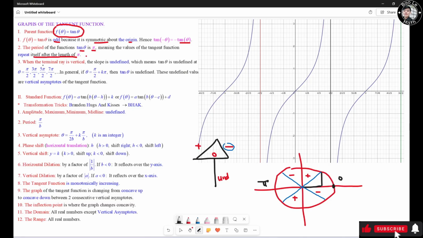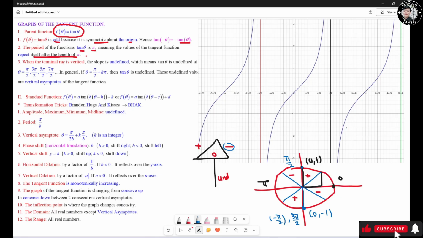Now, when the terminal ray is vertical, so when the terminal ray goes over here, you know that the point right here should be (0, 1). And when the terminal ray goes over here, you know that the point right here should be (0, -1). Now at this angle, it should be 3 pi over 2 in the counterclockwise direction, or negative pi over 2 if you go clockwise. This one is pi over 2.